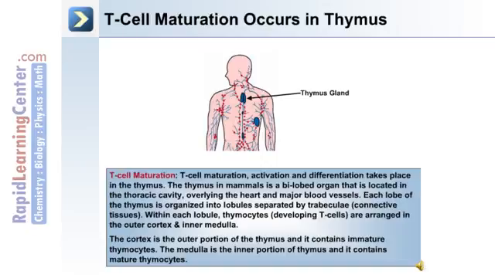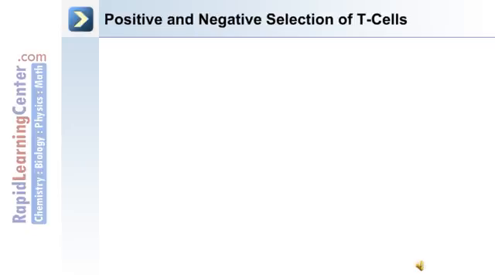These are connective tissues. Within each lobule, thymocytes, which are developing T cells, are arranged in the outer cortex and the inner medulla. The cortex is the outer portion of the thymus and it contains immature thymocytes. The medulla is the inner portion of the thymus and it contains mature thymocytes. Within the thymus, T cells undergo what's called positive and negative selection.